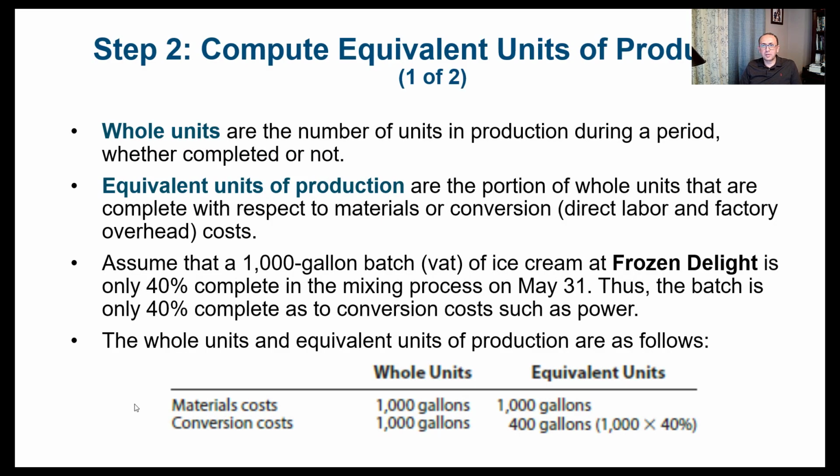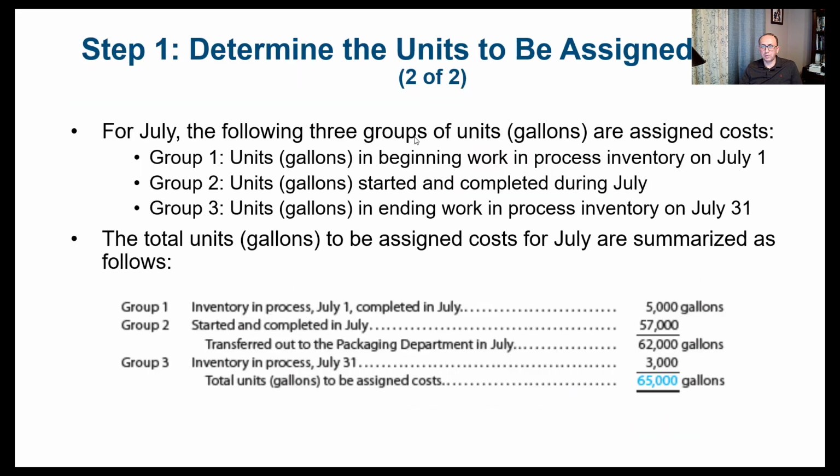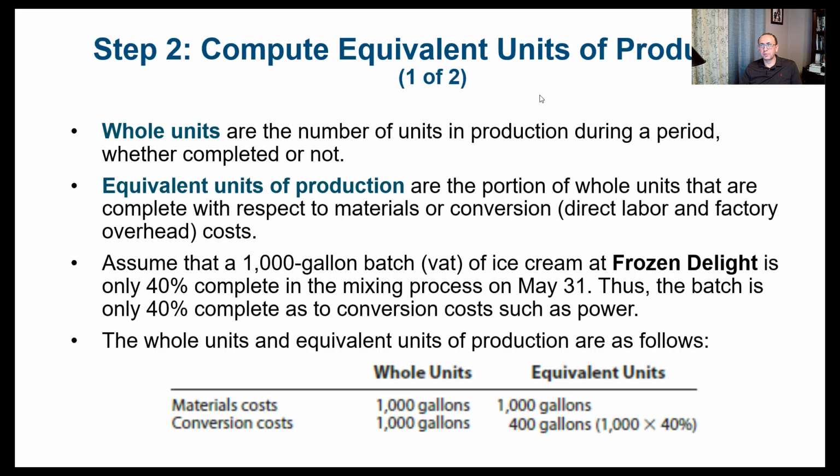Alright, so now let's move to step number 2, which is to compute equivalent units of production. Remember, in step number 1, we wanted to determine the units to be included in our computation. If I take a couple of slides back, we determined the units to be assigned cost. So in step number 2, we want to compute equivalent units of production.